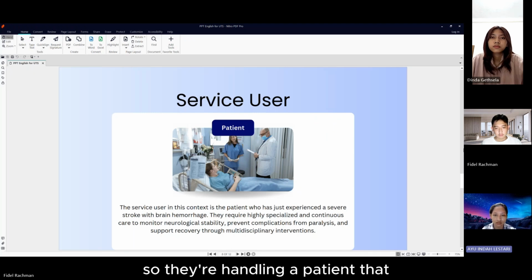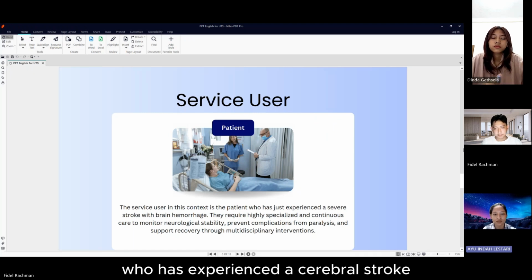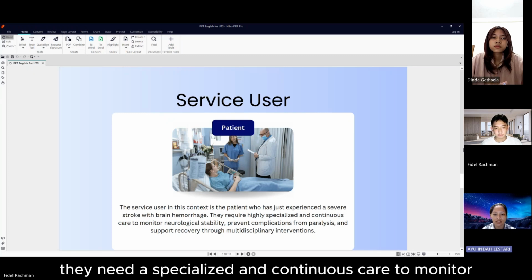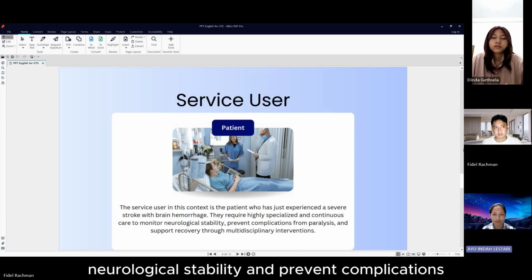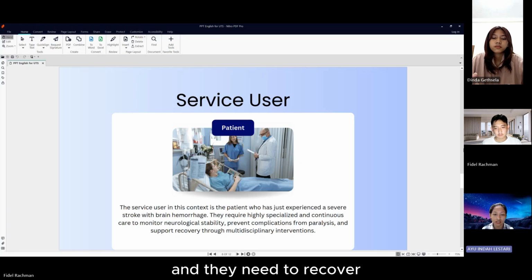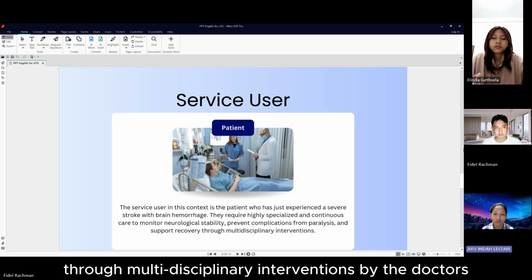They're handling a patient who has experienced a severe stroke with brain hemorrhage. They need specialized and continuous care to monitor neurological stability and prevent complications, because they also have paralysis and need to recover through multidisciplinary interventions by the doctors.